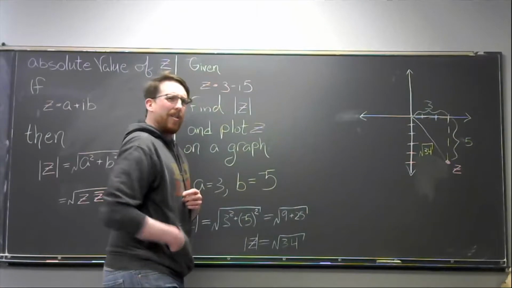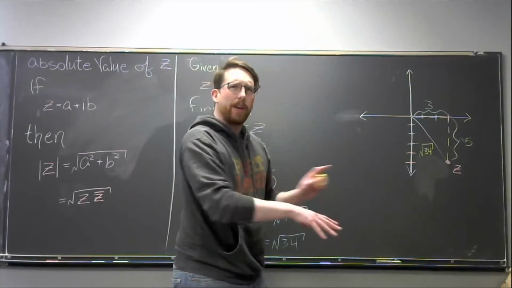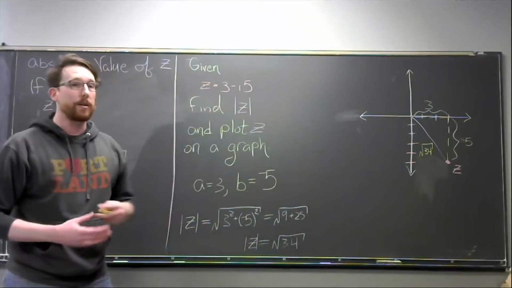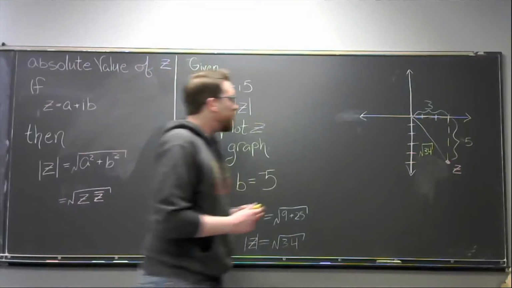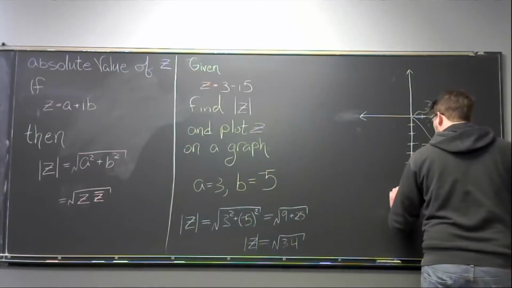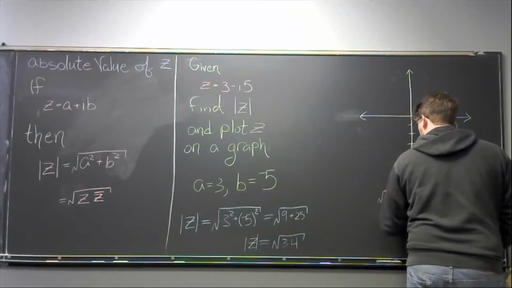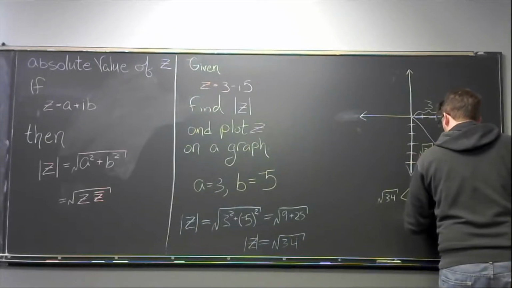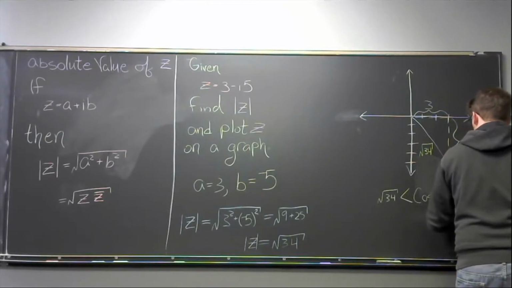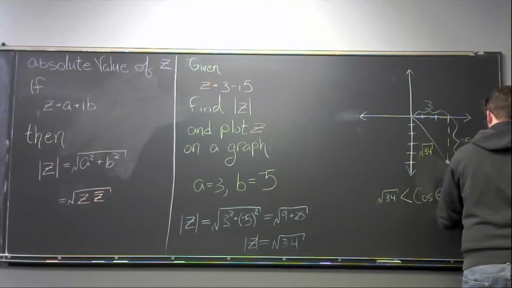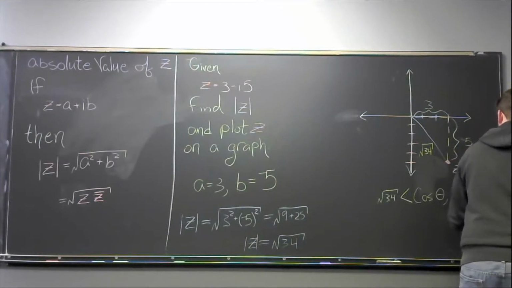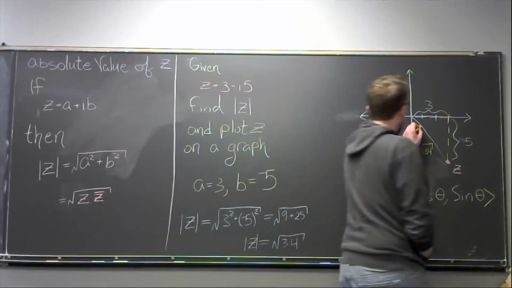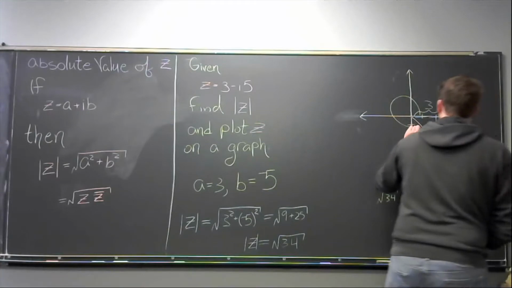Not just that, let's take a minute to remember what vectors did, right? If we had a vector like this, we could rewrite it using cosine and sine. We could rewrite it as the square root of 34 times cosine of our angle, comma, sine of our angle. Now, what angle is that? Well, that would be this angle, right?